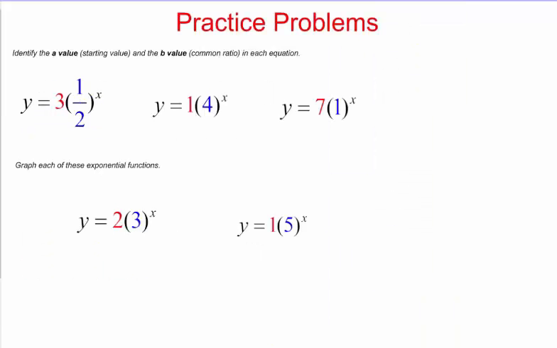I want you to take the time now to do some practice problems. For the first three, I just want you to identify the A value. So where is the starting value? Where will the graph cross the y-axis? And also identify the B value. What is the common ratio? What are you multiplying by each time? And for the bottom two, go ahead and create those two graphs. Go ahead and pause the video until you've had a chance to do this.